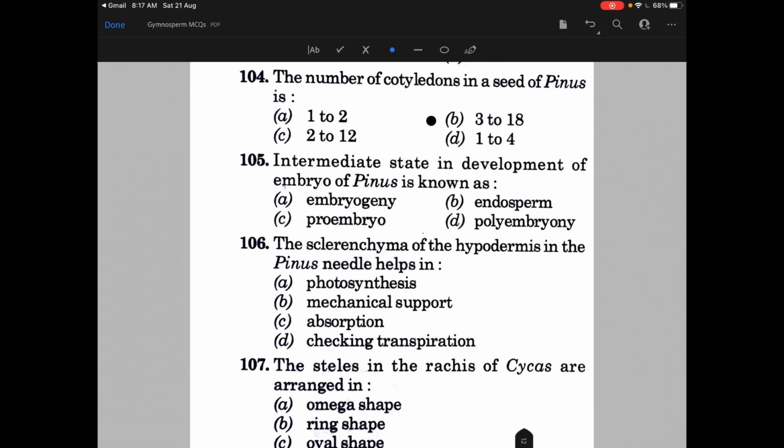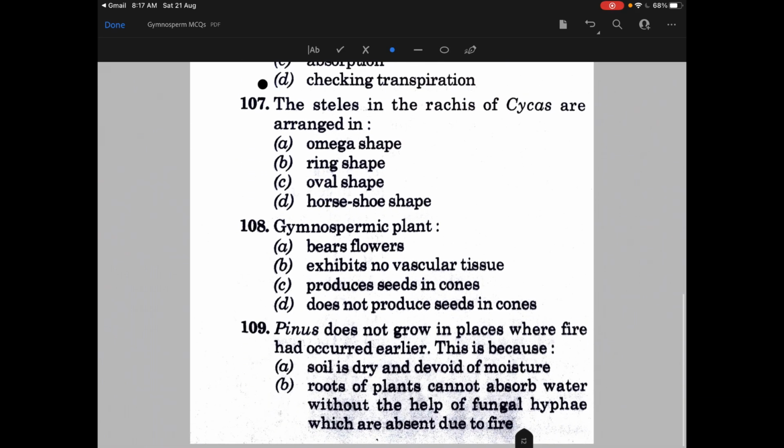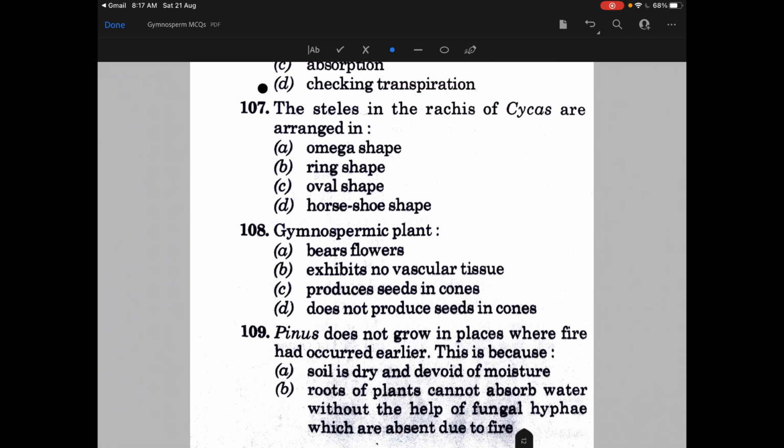Next, intermediate state in development of an embryo of a Pinus is known as dash? And the answer is C, that is proembryo. Next, the sclerenchyma of a hypodermis in the Pinus needle helps in dash? And the answer is D, that is checking transpiration. Next, the steles in the rachis of Cycas are arranged in dash? And the answer is A, that is omega shaped.